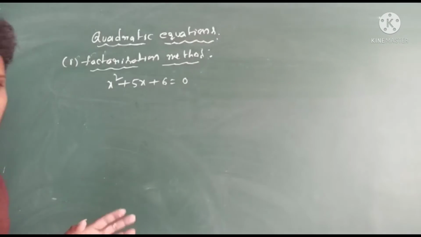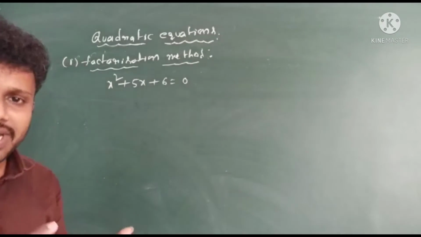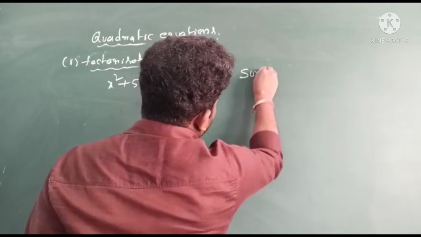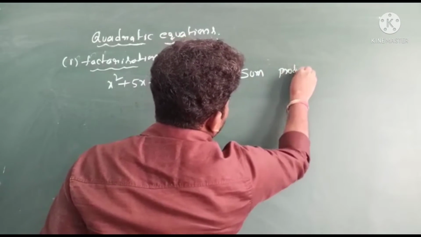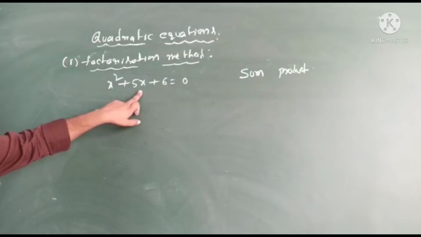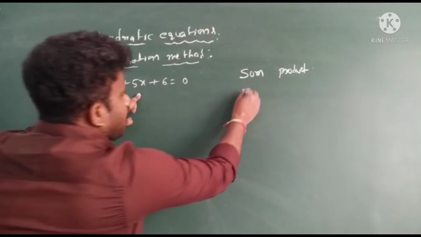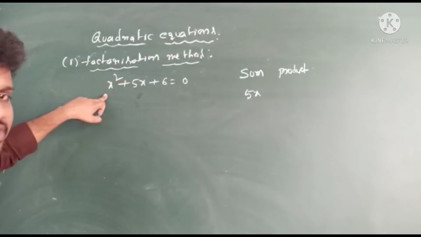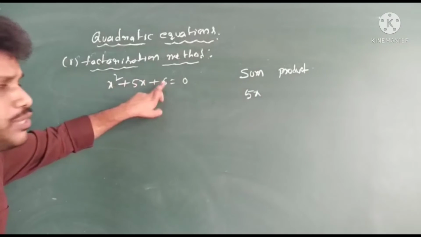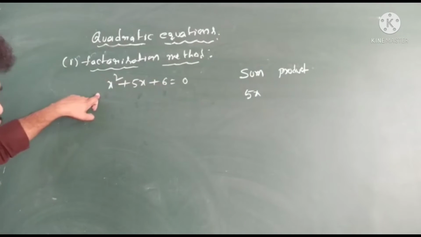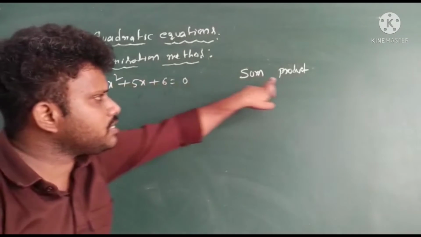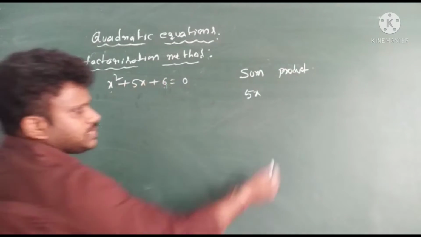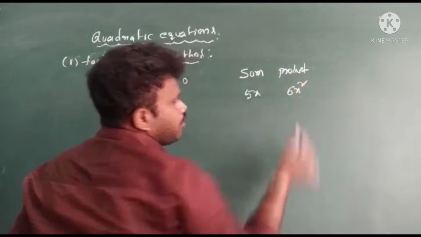Here we need to know, in the given quadratic equation, what is the sum and what is the product. Here the x coefficient, 5x, is called the sum. The product is the x square coefficient into the constant value, here 6x square, and that is called the product.